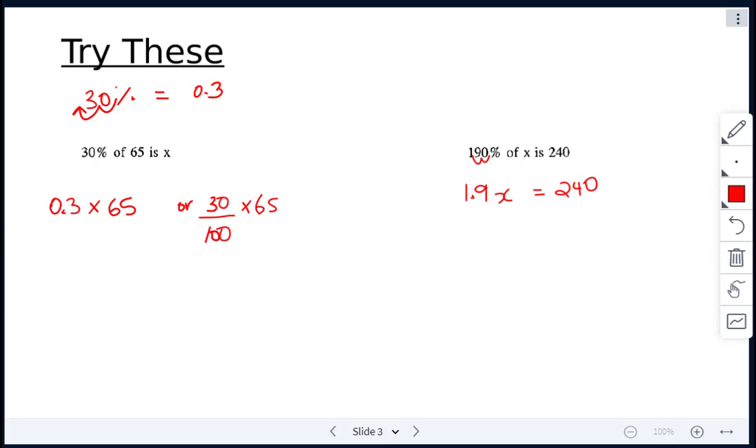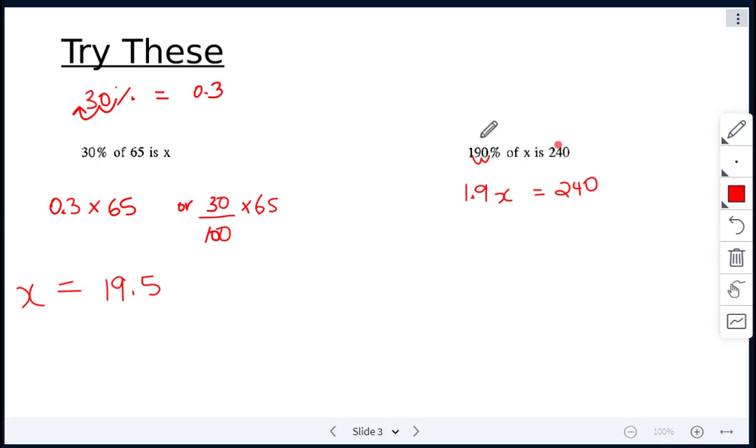For these two examples, the first one, we're trying to solve 30% of 65. Anytime we see the "of", we know that means multiplication. Up here, I showed that 30% in decimal form is 0.3, or you can do 30 over 100, and then it's being multiplied by 65 to give us X. So 0.3 times 65, or 30 divided by 100 times 65, put that in your calculator, and you should get your answer of 19.5. So X is equal to 19.5.